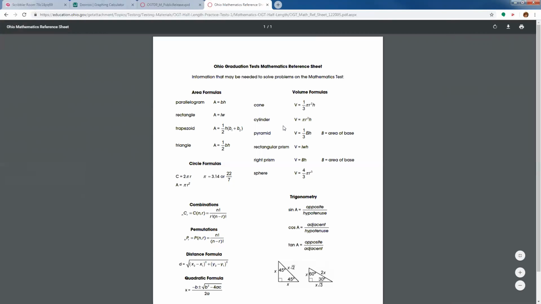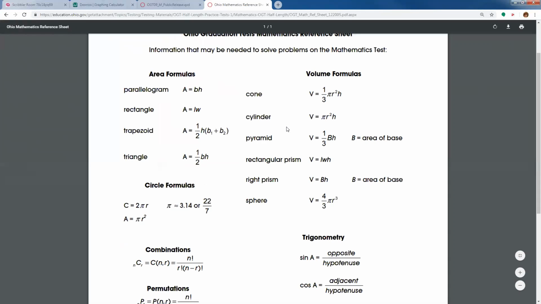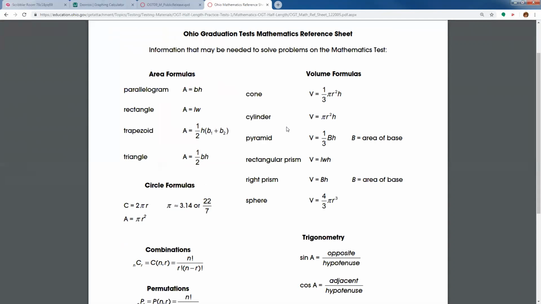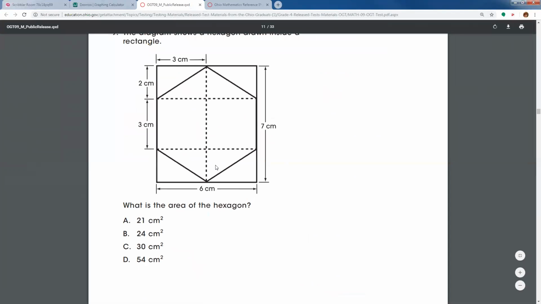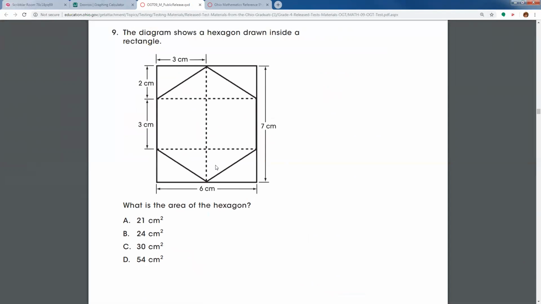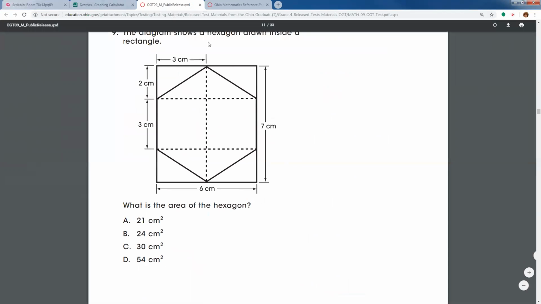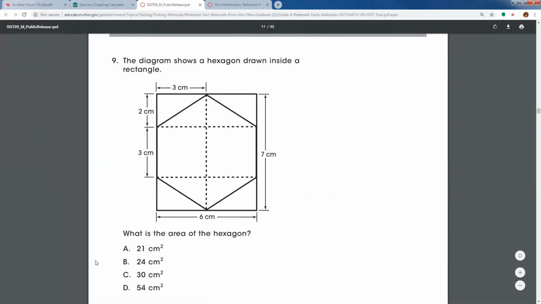So when you're looking at the reference sheet, everything's on the computer now. It's no longer paper, but this should be accessible somehow. You'll probably have to click a button to bring it up. But it has all the area formulas you might need. Parallelogram, rectangle, trapezoid, and triangle. So we're going to look at our problem and say, well, what shapes do we have? And what shapes do they want? So this one says it has a hexagon drawn inside a rectangle, and it wants the area of the hexagon.